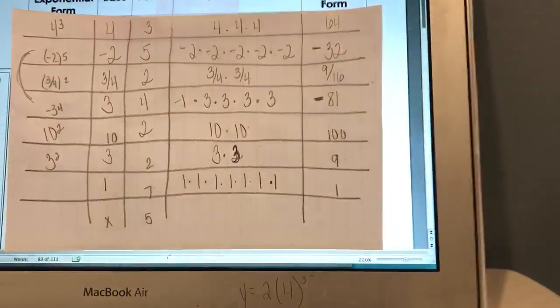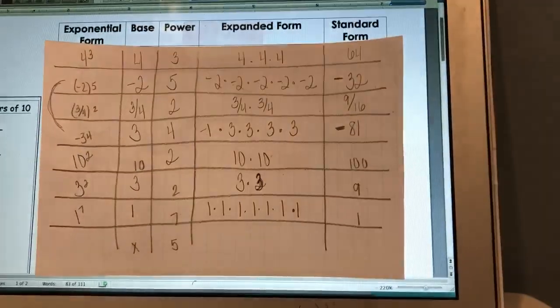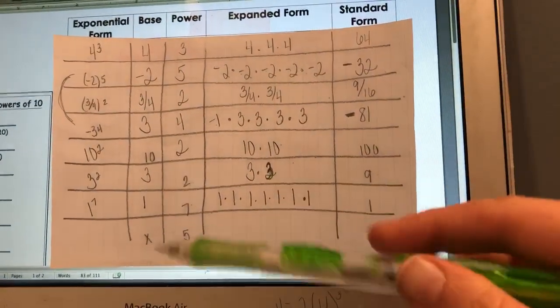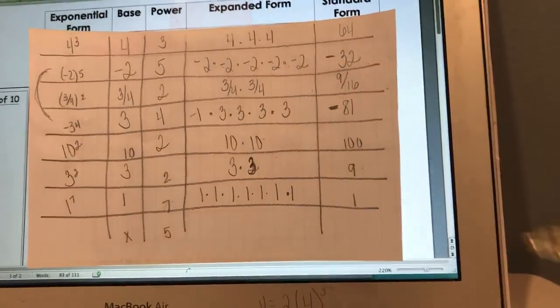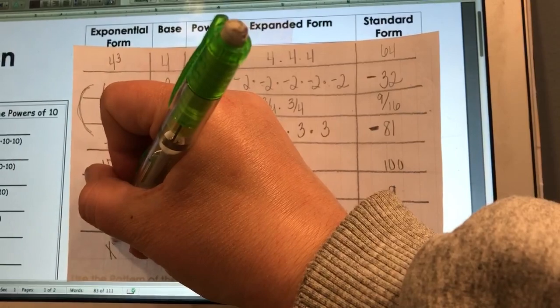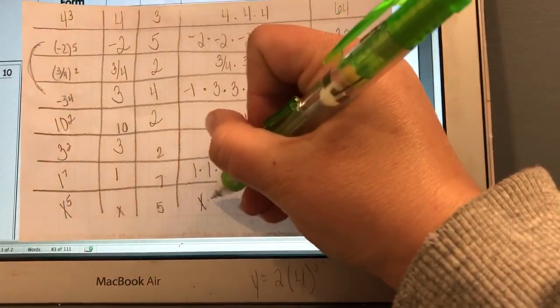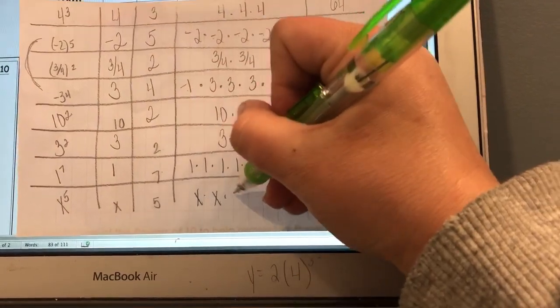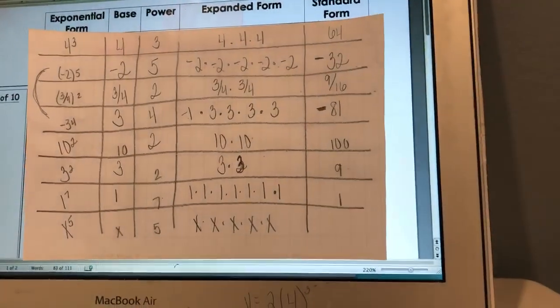One more. There we go. And then exponential form, 1 to the 7th. And last but not least, we give you a variable as the base here, and we give you the power. So this one, I'm just going to write x to the 5th. We don't know what x is, so we need to show this one algebraically. You can say x times x times x 5 times. That's how we would write it out expanded.